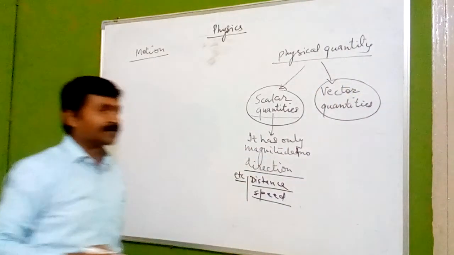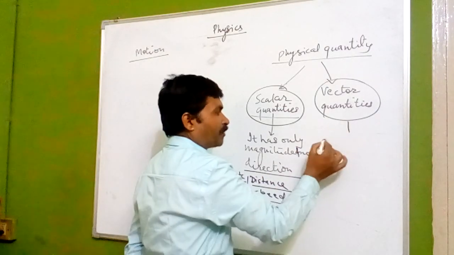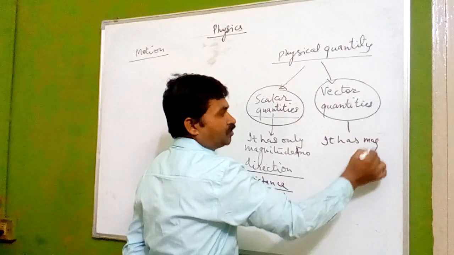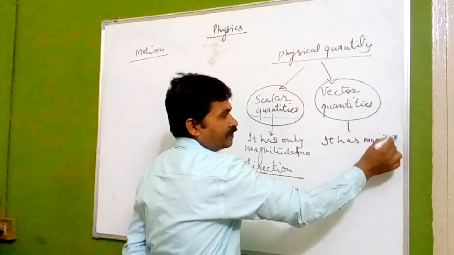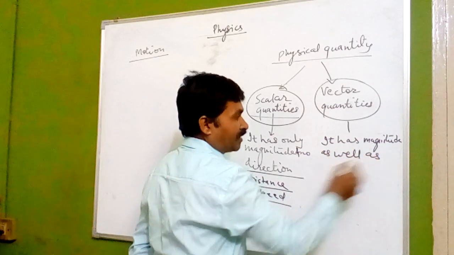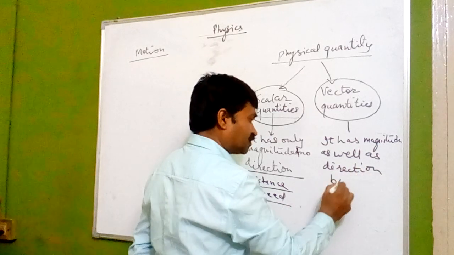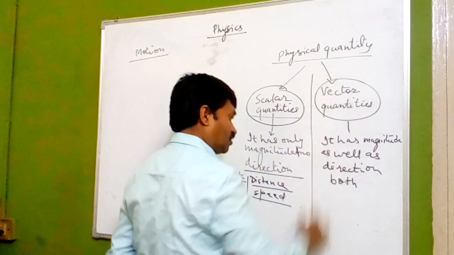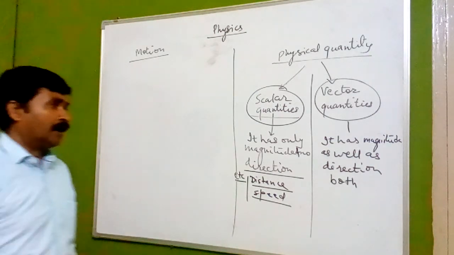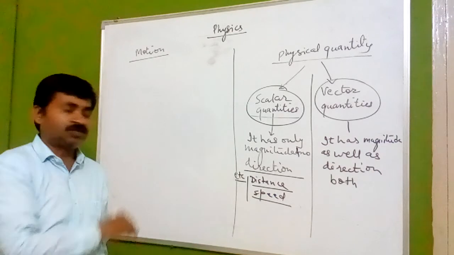Now when we talk about vector quantities, the simple definition is it has magnitude as well as direction, both. Vector quantities give us the direction and magnitude both.